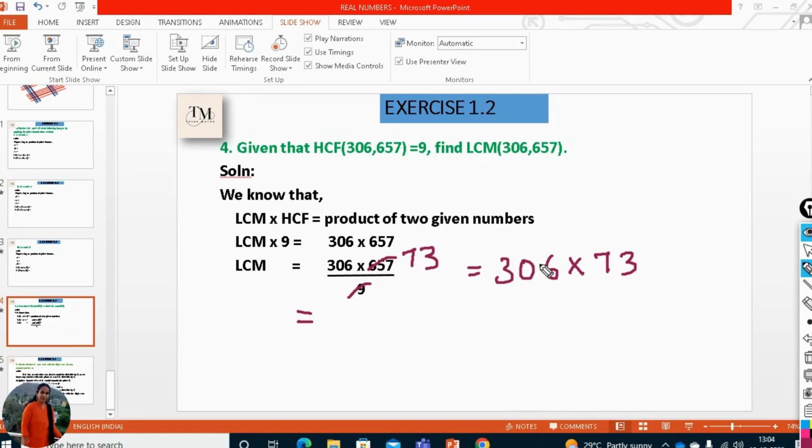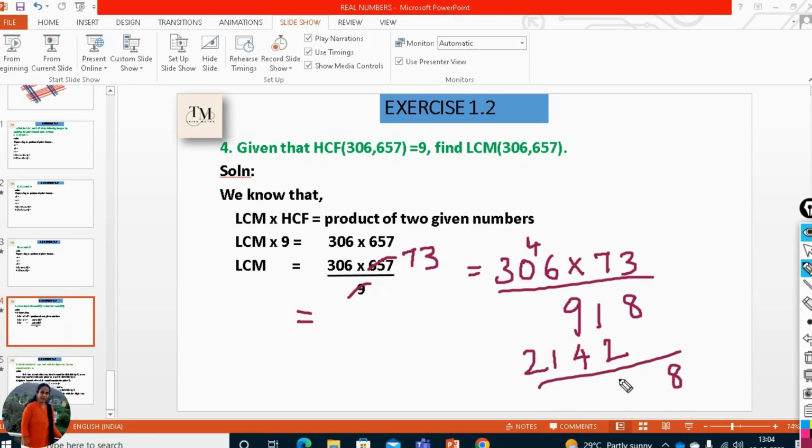Here 0 appears, so I cannot use the line method. I multiply it directly. 6 threes are 18, balance 1, 0 threes are 0, 0 plus 1 is 1, 3 threes are 9. Then 6 sevens are 42, balance is 4, 0 into 7 is 0, 0 plus 4 is 4, 3 sevens are 21. So 8, 3, 9 plus 4 is 13, balance 1, 1 plus 1 is 2, 2. So the answer is 22338.